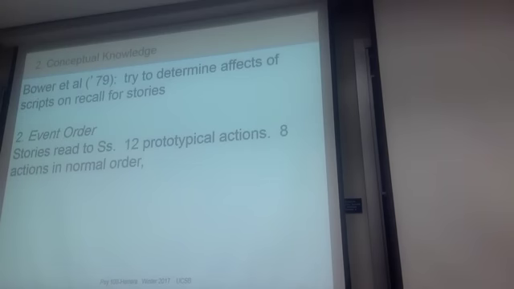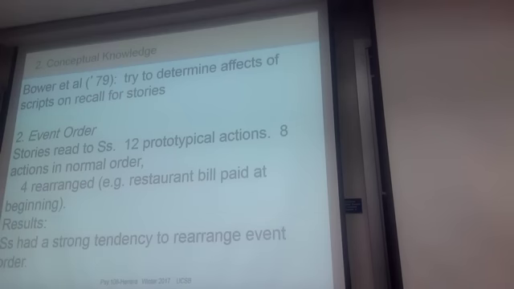And then in a similar study, rather than leaving out some of the typical events, they changed the order of them. They had 12 prototypical actions, and 8 of these were in the normal order, and then 4 were rearranged. For example, they paid the restaurant bill at the beginning. That's out of order of our typical script. The result was that subjects had a really strong tendency to rearrange things back into the proper order in their minds and to remember that. So when they told the story back to the experimenter, they would put the paying of the bill back at the end where it normally is.